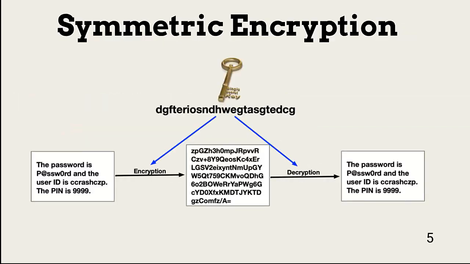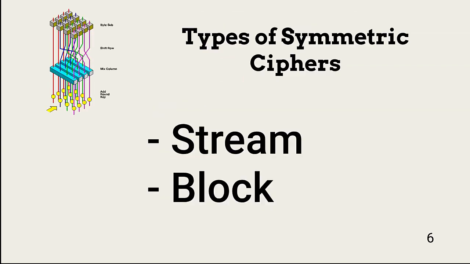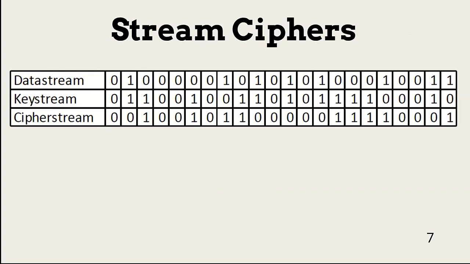At its most basic level, symmetric encryption uses a single shared key to both encrypt and decrypt data. There are 2 general approaches to symmetric encryption: use of stream ciphers or use of block ciphers. A stream cipher is similar to a one-time pad. I described in detail how these work in a video above. This is a simple stream cipher example. Each bit in the data stream is XORed with each bit in the key stream to create the cipher stream.